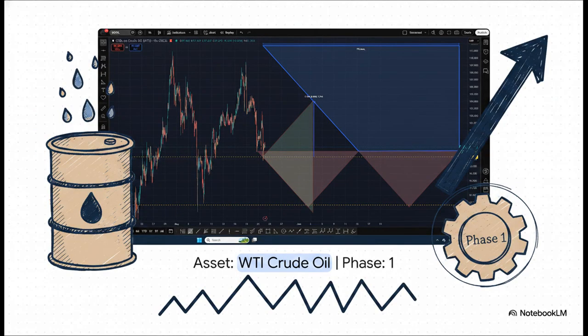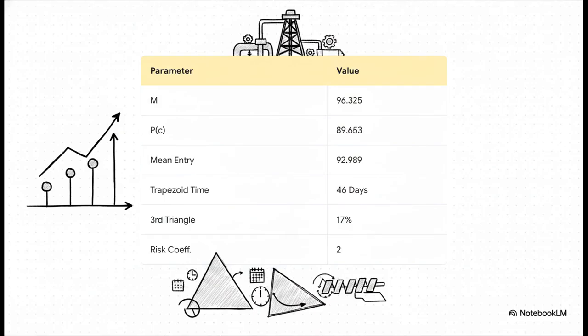So our asset of focus is WTI crude oil. Its specific cycle identifier is oil_3_1. Right now, we're currently in phase 1 initialization, and the price is precisely at M. Okay, let's look at the phase initialization data, which is completely locked in. Our primary entry, M, sits right at $96.325. We also have a secondary entry, PC, recorded at $89.653, giving us a mean entry of 92.989.